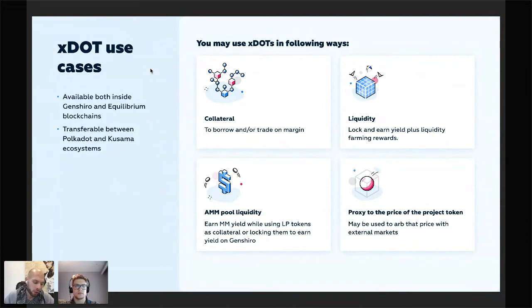If we go with the automated market making protocol for xDOT, there will be another option. You will be able to provide liquidity into the AMM pool and earn yields on market making, while using the LP tokens that you get from the pool as collateral, or lock them in the liquidity pools of Genshiro to earn yield. The last but not least option is to use xDOT as a proxy to the price of the project tokens, because xDOT will represent the cash flows in project tokens, like the rewards that you're getting from the crowdloan campaigns, and the actual DOTs. From this perspective, it may be used to arbitrage that price with external markets.